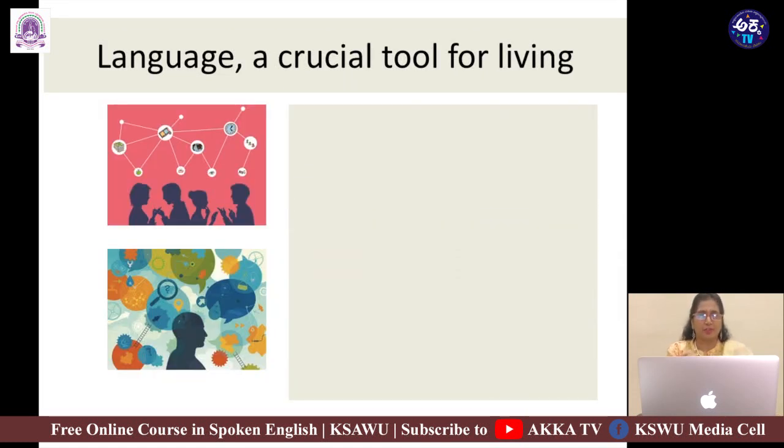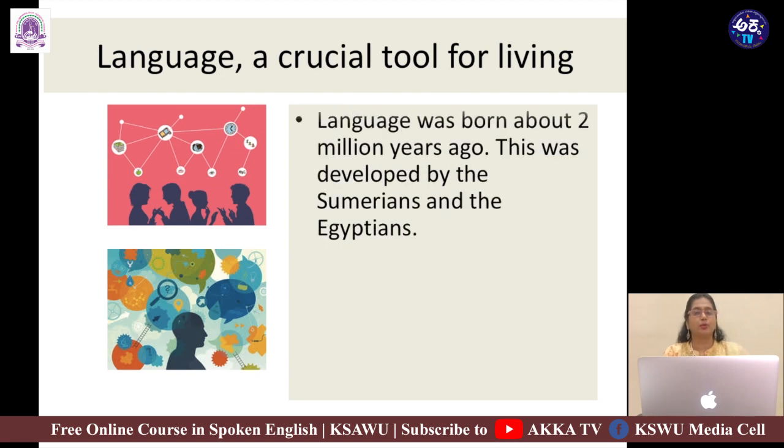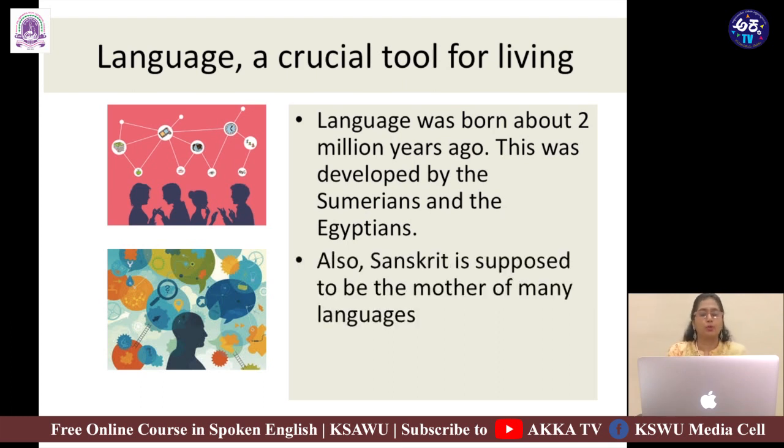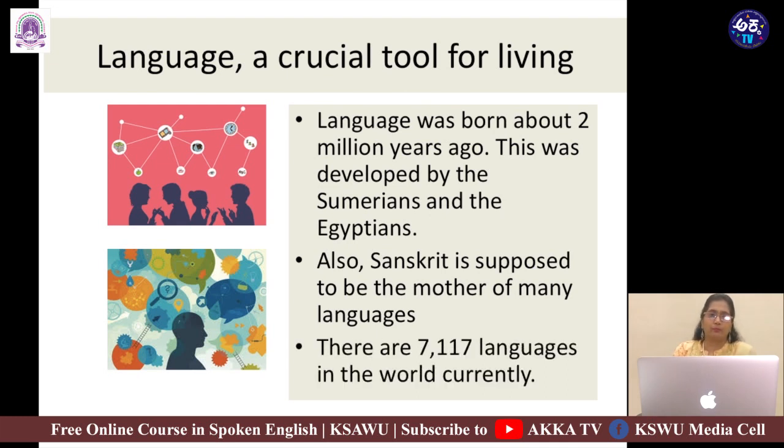Now, what is language? Indeed, language is a crucial tool for living. It is one of the most important components, the most important component of communication. Language was born about 2 million years ago on this planet. This was developed by Sumerians and Egyptians. Also, Sanskrit is said to be the mother of many languages. It is one of the oldest languages on this planet. Currently, there are about 7,117 languages the world over.